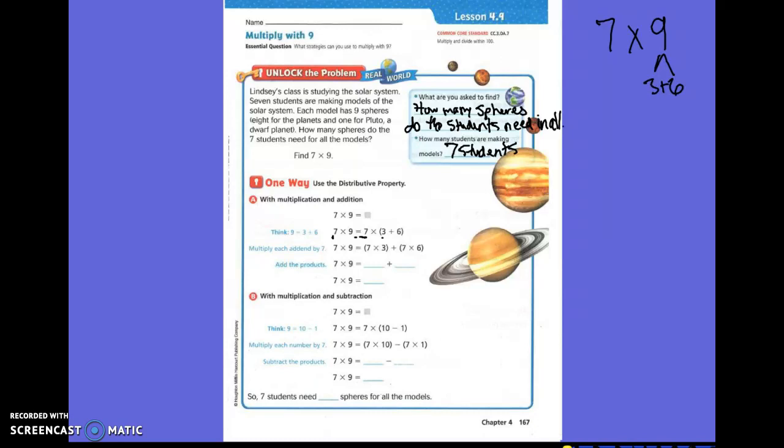Multiply each of the addends, both of these, by 7. So you're doing 7 times 3, which is, anybody know? 21. 21. And then 7 times 6. Anybody know? 42. 42. Okay. So 7 times 3 is? 21. So write that in the blank.